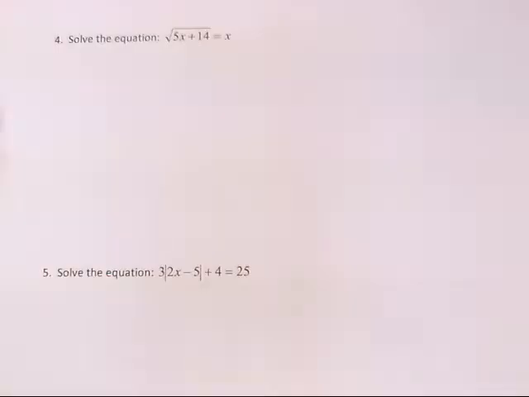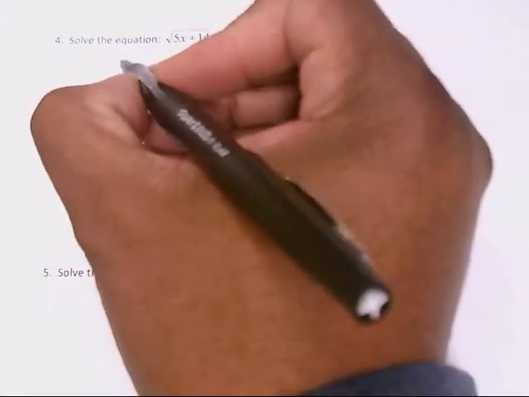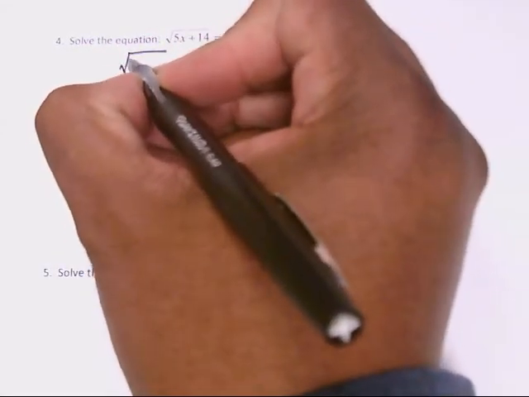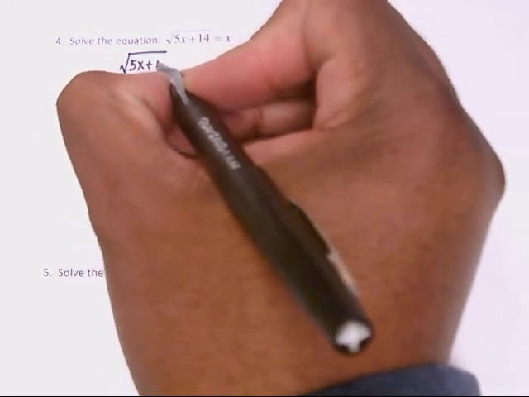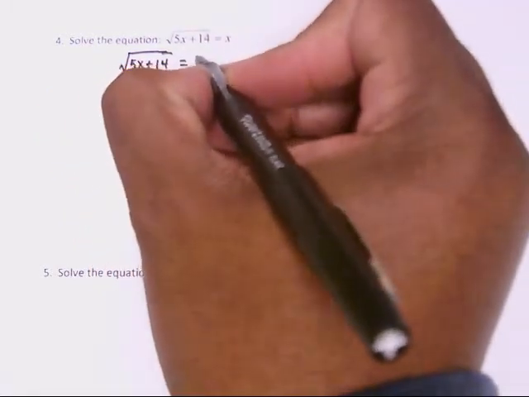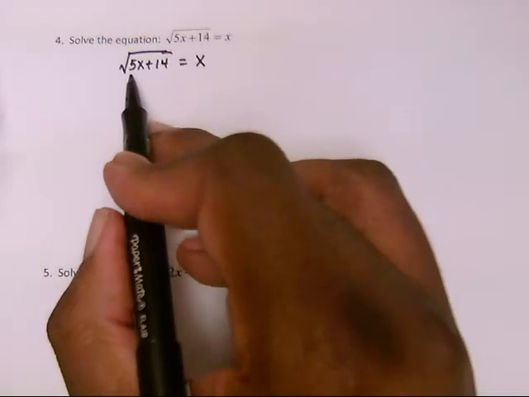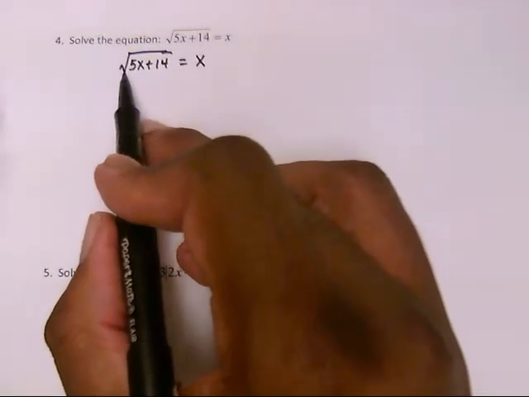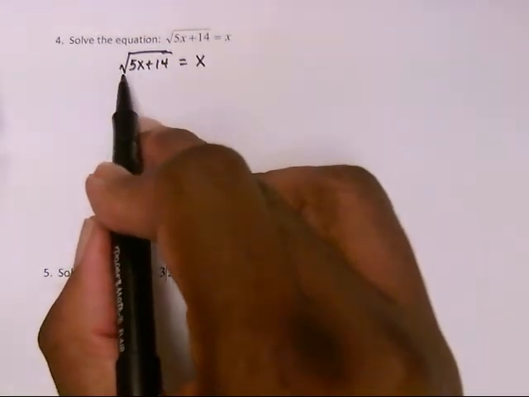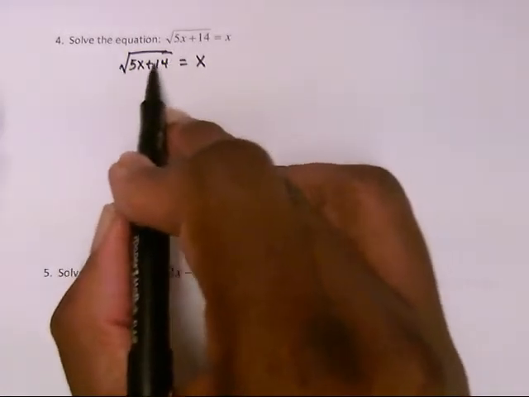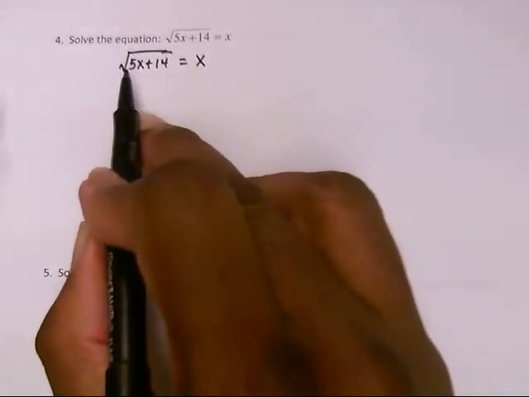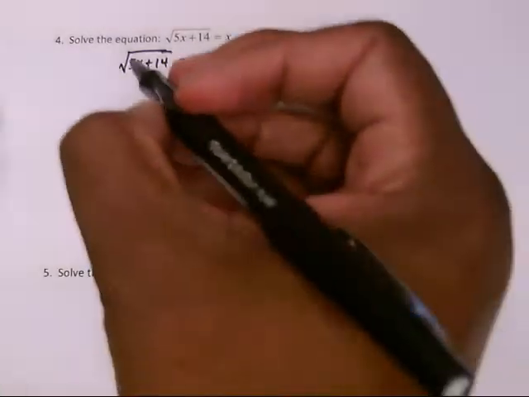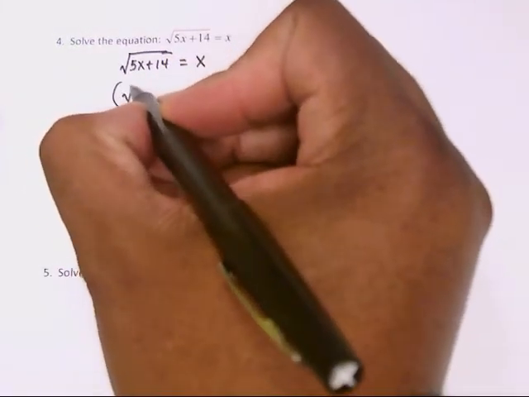Here we've got the square root of 5x plus 14 is equal to x. And we're going to solve this radical equation. But first of all, let me go ahead and rewrite the equation. Now we need to eliminate that square root. The opposite of the square root would be the square. So here I'm going to take the square on both sides of this equation.